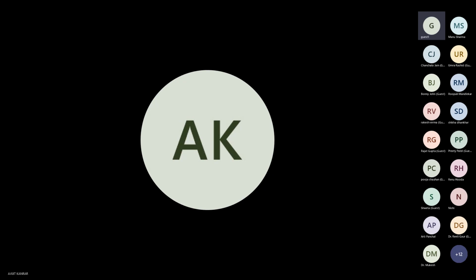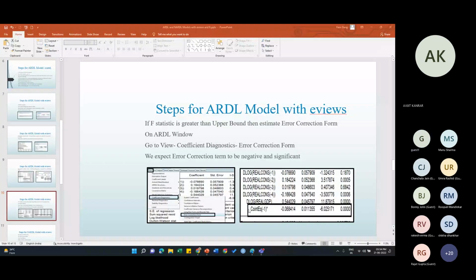See my screen. On co-integration, it is D log real GDP. D is for difference. These are short term. And in co-integration, it is long term.